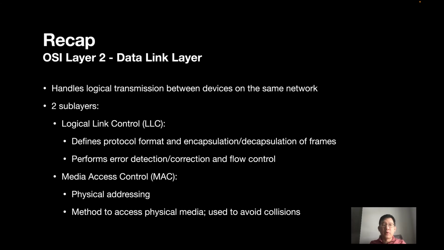A quick recap of what we talked about in the last video. We talked about OSI layer 2, which is the data link layer. The data link layer handles the logical transmission between devices on the same network, and it contains two sublayers. One is called the logical link control, where it defines the protocol format and encapsulation and decapsulation of frames, and it performs error detection, correction, and flow control. The other sublayer is called the media access control, or the MAC, and that defines physical addressing and the method to access physical media, and that is used to avoid collisions.